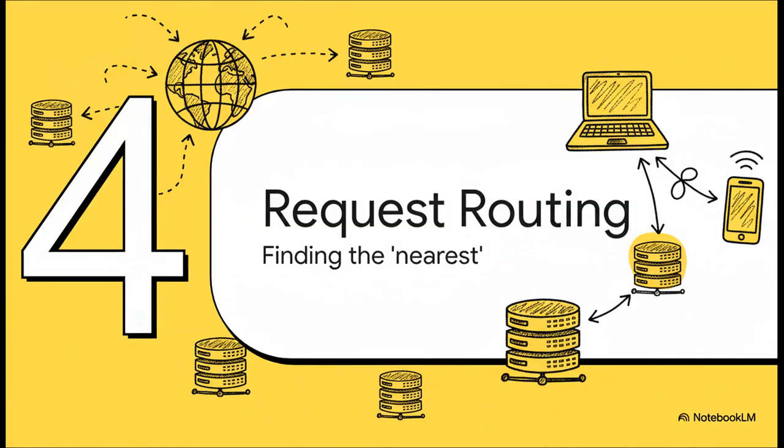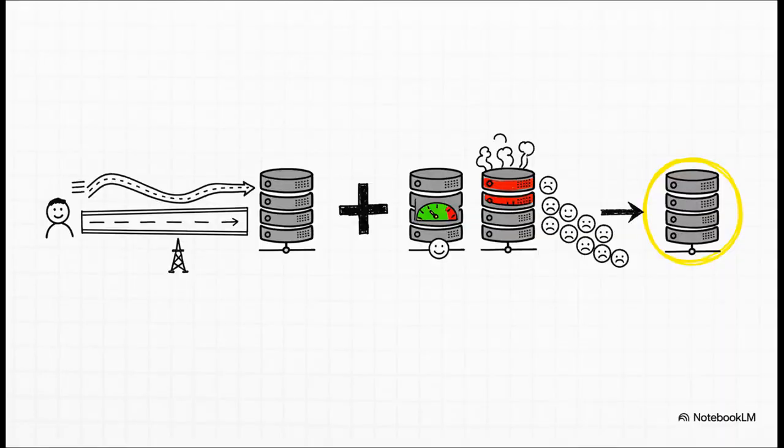Okay, so our content is cached all over the world. But here's the magic question. How does your computer in Sydney know to connect to the server in Sydney and not the one in Frankfurt? How do we find the nearest server? And the answer is pretty fascinating, because nearest doesn't just mean geographically closest.